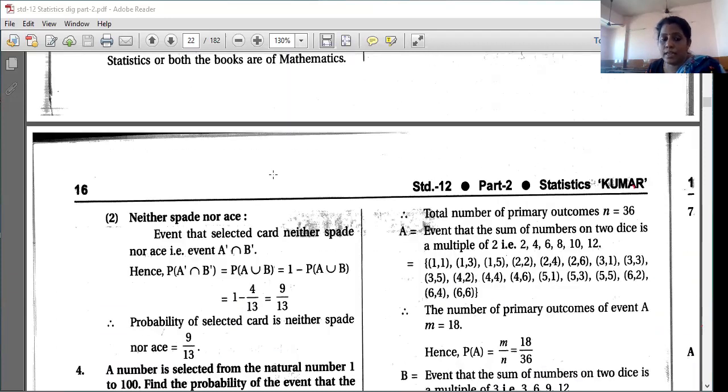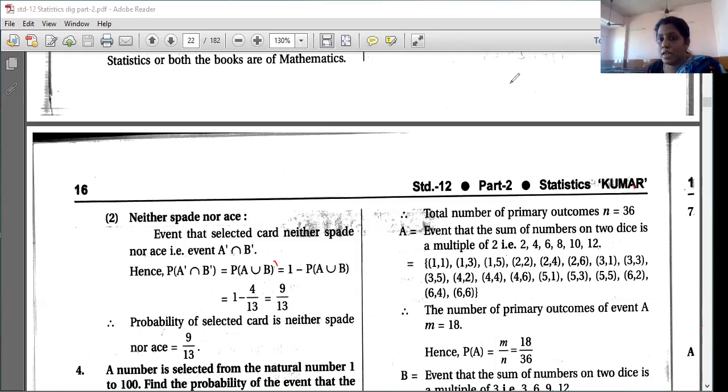Now next question is neither spade nor ace. Neither nor, what will it be? P of A dash intersection B dash, right? P of A dash intersection B dash means P of A union B, the whole dash. Nobody has written the whole dash, so here you have to write the whole dash. That means 1 minus P of A union B. A union B was 4 by 13. So 1 minus 4 by 13 is 9 by 13. So the probability of the selected card being neither spade nor ace is 9 by 13.